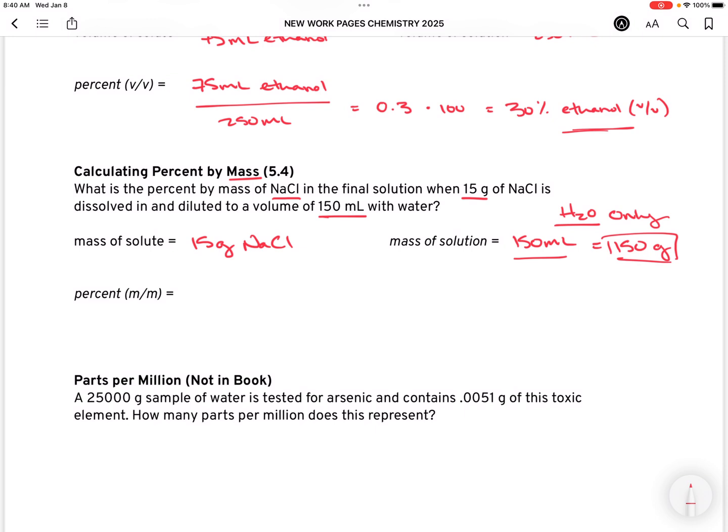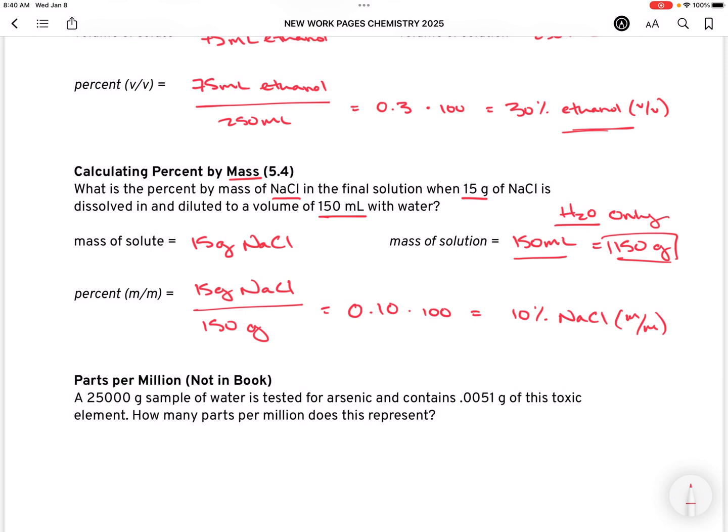So when we calculate this, we do 15 grams of NaCl, and then we divide that by 150 grams, and that's our solution on the bottom. We don't have to be particular about what the units or what's in it. We just have to say it's 150 grams, and that is equal to 0.10. And what we need to do is turn it back into a percentage, times it by 100, and that gives us 10% NaCl with M over M, because now we're comparing masses. So if we're looking at the mass of our solution, 10% of that is going to be NaCl.